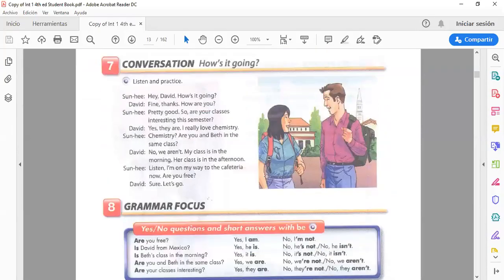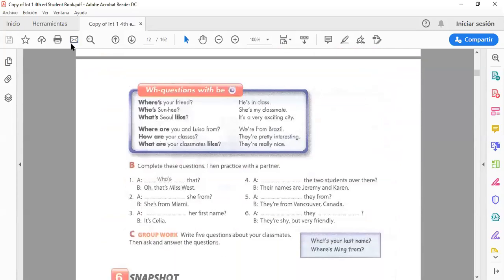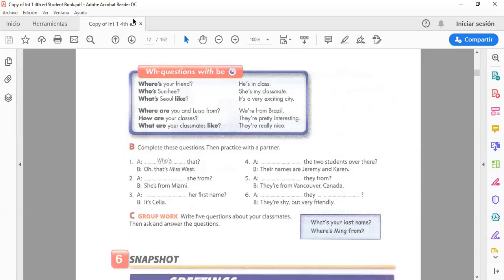Another thing you might have problems with is WH questions. WH questions with the verb to be, guys. So how do we do here?